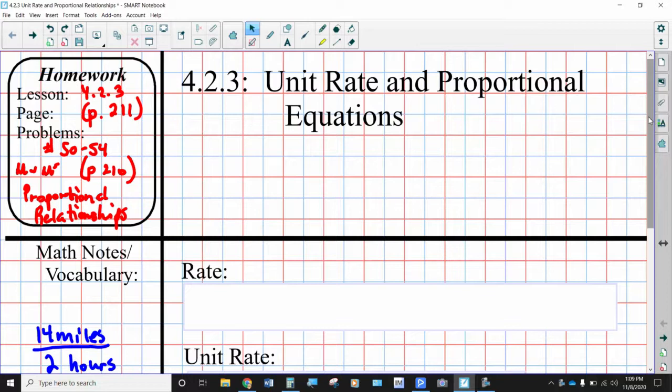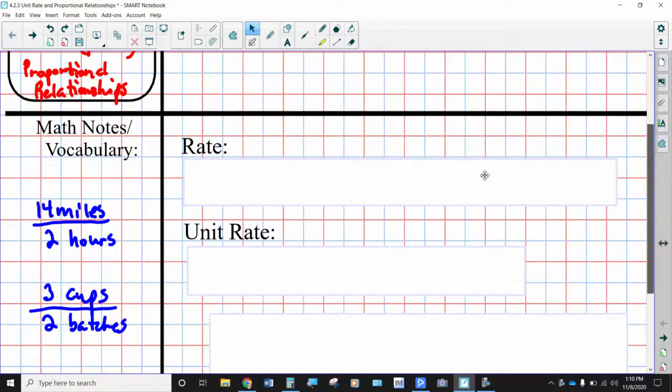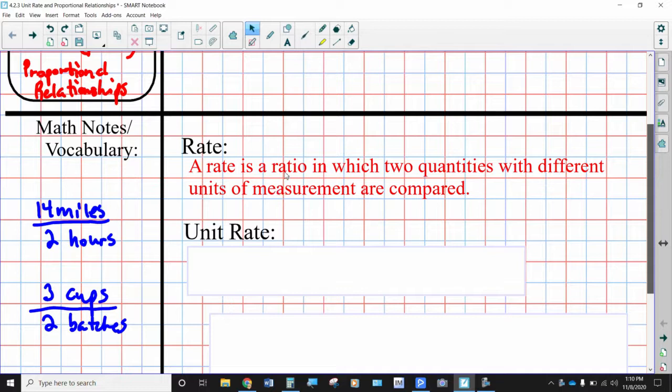So before we get started, we want to make sure that we understand the terminology that we're talking about here. And first off, a rate, understanding what we mean by rate. A rate is a ratio, a comparison of two numbers or two quantities. But in this case, we're focusing on quantities that have two different units of measurement.